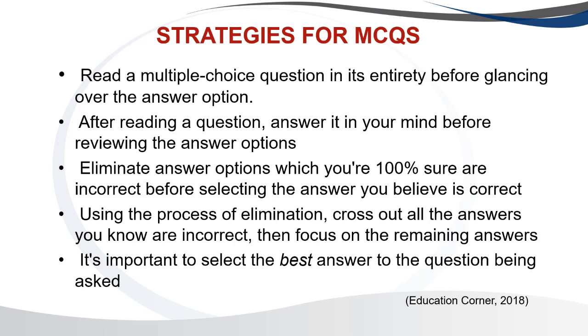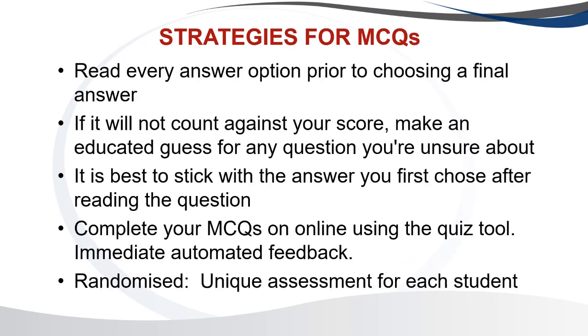Use the process of elimination by crossing out all the answers you know are incorrect, then focus on the remaining answers. In this way, you're going to be left with fewer options, which you may consider guessing as a last resort. It's important to select the best answer to the question being asked. After elimination, you might be left with 2 options, and you might think, which of these 2 is correct? Then you will use the strategy of true and false. Read and see.